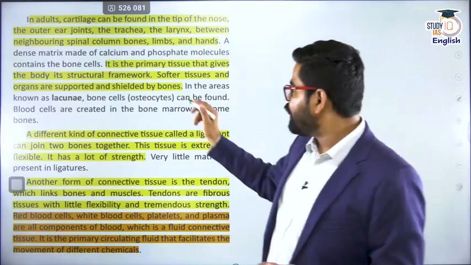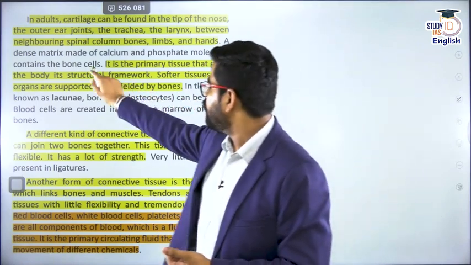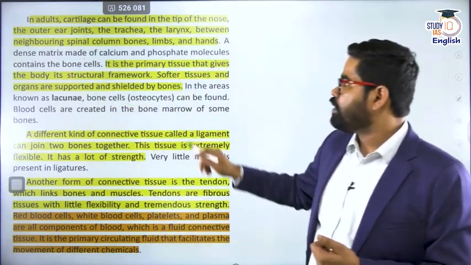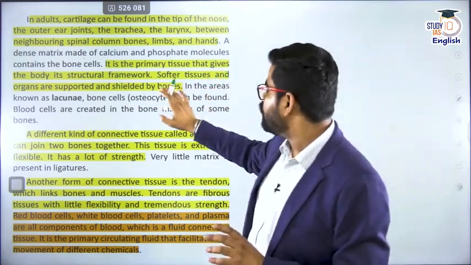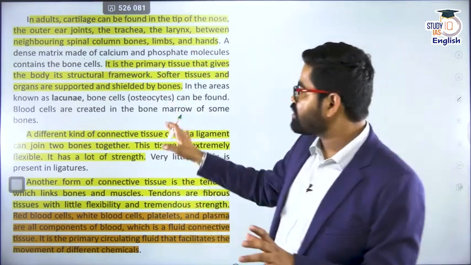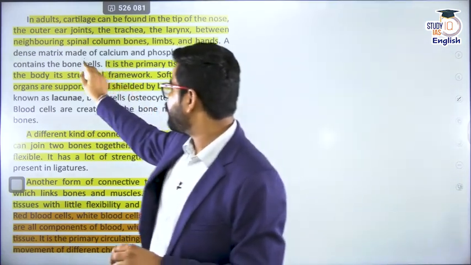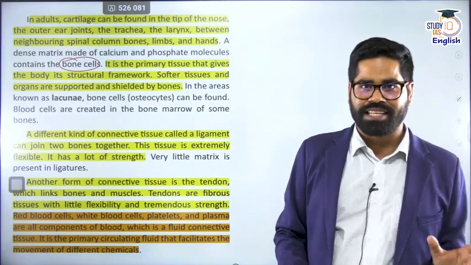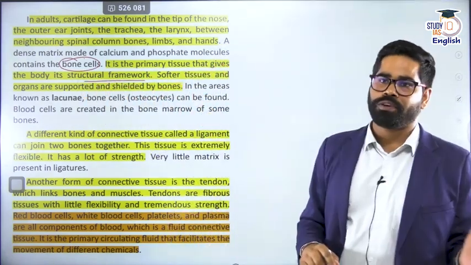Now, there is also another important part. Bone cells are the primary tissue that gives the body its structural framework. Another important connective tissue is the bone tissue, or the bone cells, which basically provide the structural framework for the body.